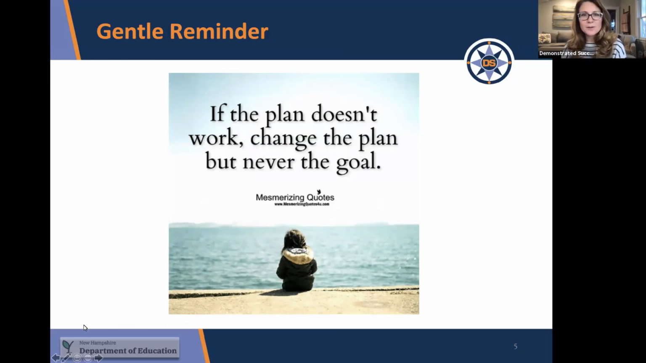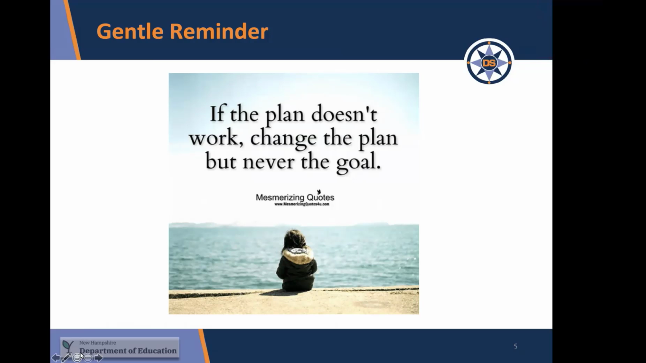Sounds good. This is our cue also to turn off our videos. So I'm going to stop my video right now so that it doesn't get distracting. If you've taken my webinars before, you know that this is my little gentle reminder: if the plan doesn't work, we are going to change the plan, but never the goal. So we know how hard it is to do remote learning right now, and so our plan, the way we are used to teaching, is not necessarily going to work. So we're just going to switch that up and still continue to help our students.